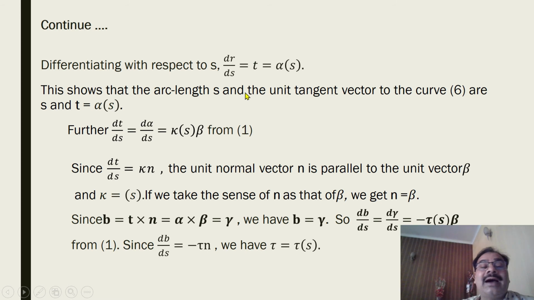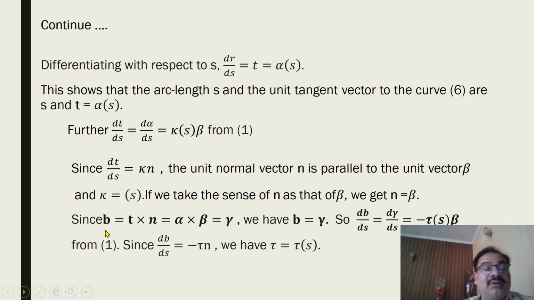So that the arc length s and the unit tangent vector to the curve C are s and T, that is α(s). Further, dT/ds = dα/ds = κ(s)N from (1). Since dT/ds = κN, we know that this unit normal vector N is parallel to the unit vector β, and κ = κ(s). If we take the sense of N as that of β, then we get N = β.